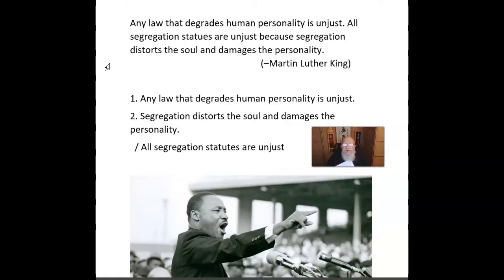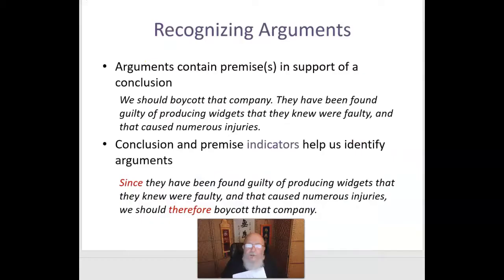Now, students often ask me, does it matter which order the premises are in? And no, you could put segregation distorts the soul and damages the personality as the first premise, and any law that degrades human personality is unjust as the second premise. The key thing is to have the premises and the conclusion separated out. So we have to be able to recognize arguments. Remember that arguments contain premises in support of a conclusion.